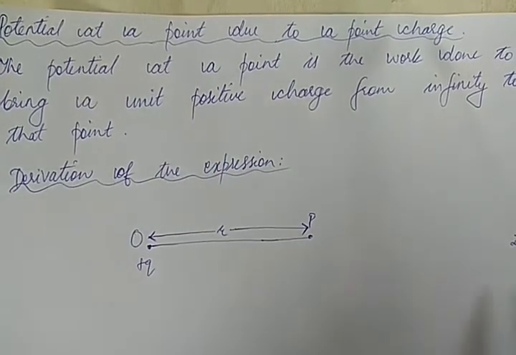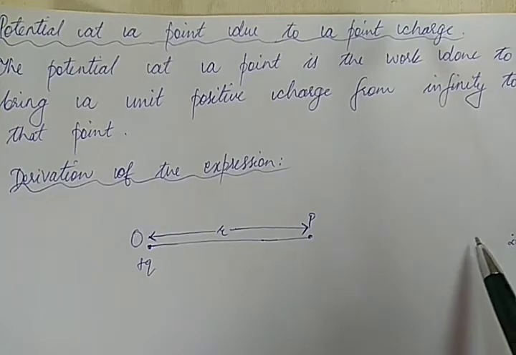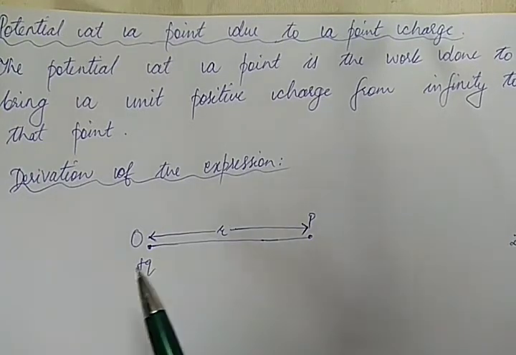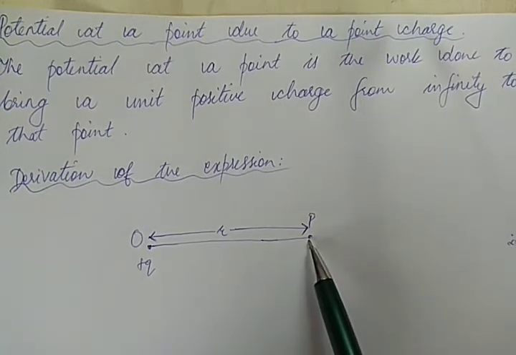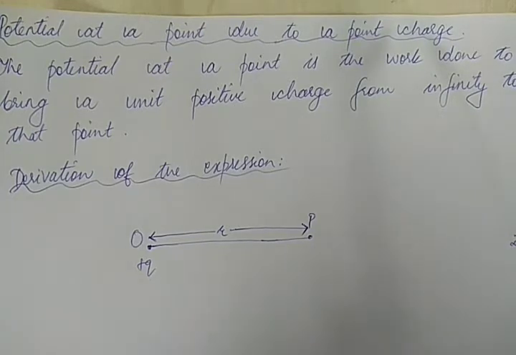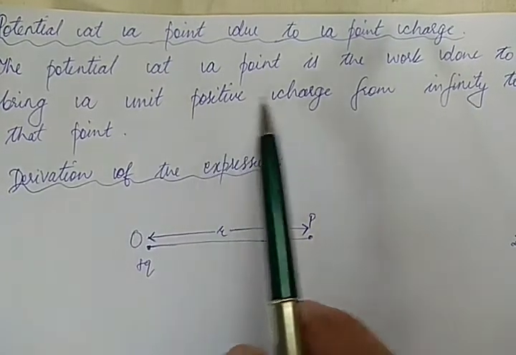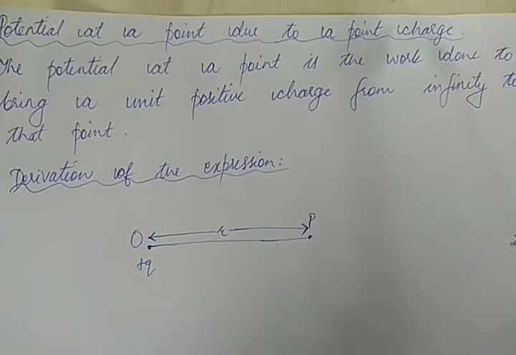So when we are trying to bring the unit positive charge, it is all the while being repelled by our plus Q charge. So against the force of repulsion, we have to bring the unit positive charge from infinity to point P. We therefore have to do work to overcome the force of repulsion. That amount of work that we need to do to bring the unit positive charge from infinity to this point P is the measure of potential at this point due to this plus Q charge.